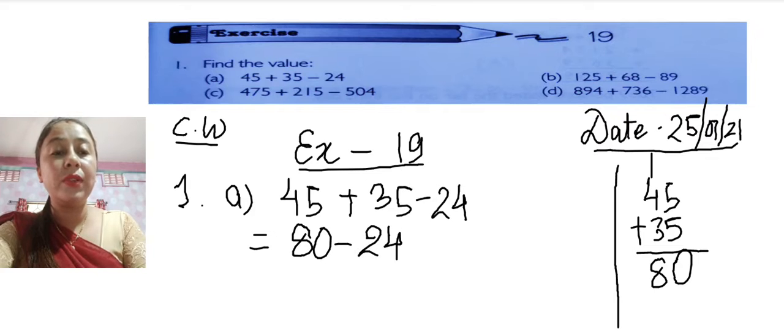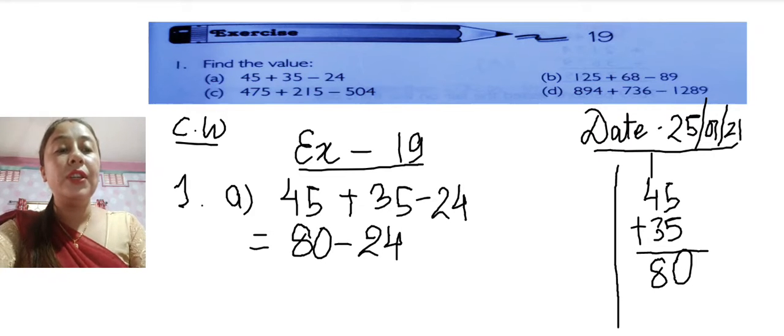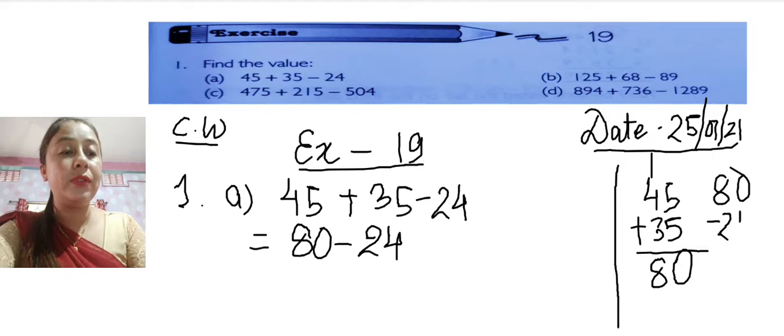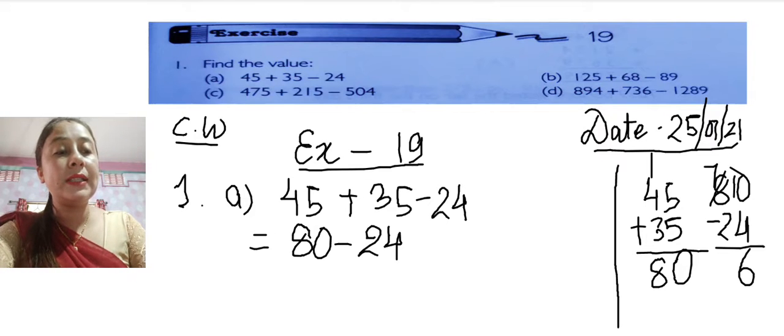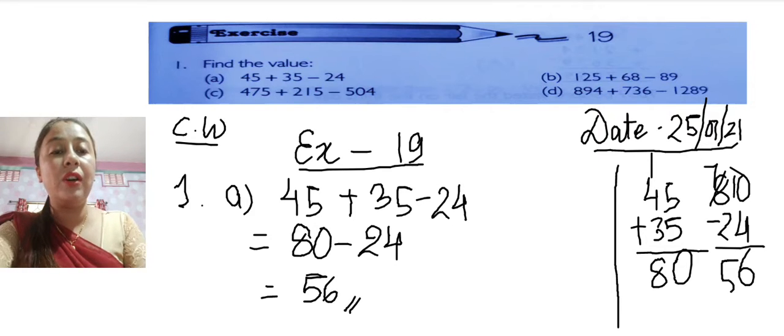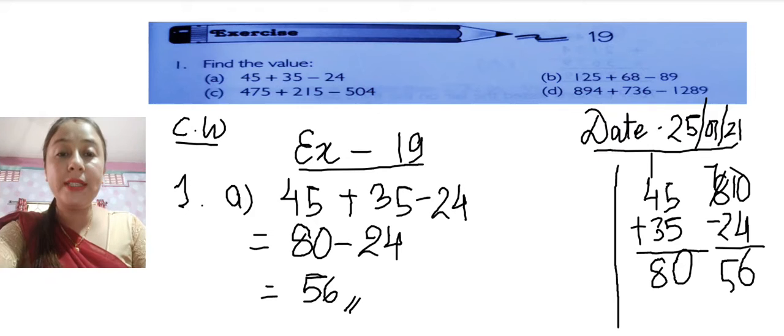So minus 24. Now in the rough what you will do? You will again subtract 80 minus 24. We know that we can't subtract 4 from 0. So you will make it 10. 8 will become 7 because it has lent its 1. So 10 minus 4 is 6. 7 minus 2 is 5. So my answer is 56. You will write the answer 56. So the answer you got is 56. Hope 1A is clear to you all.